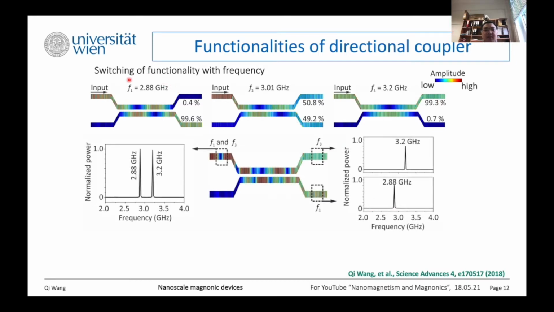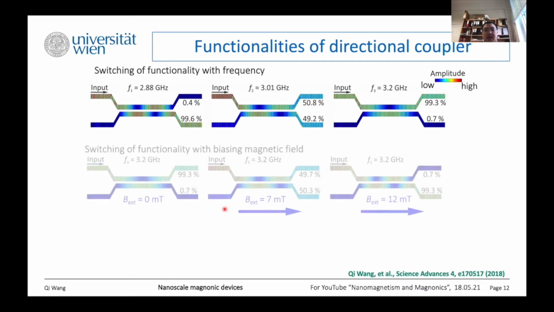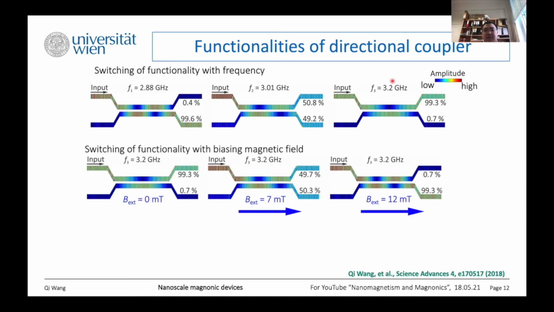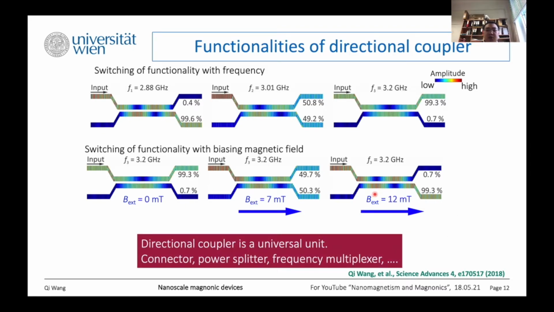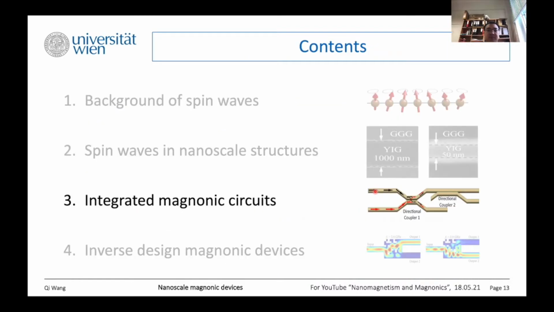If we simultaneously excite 2.8 and 3.2 gigahertz, after the directional coupler, the frequencies are separated. The directional coupler works as a frequency demultiplexer. And again, we can fix the frequency and just apply a small external field to shift the output from one to another. So the directional coupler is really a universal unit which can work as a connector, power splitter, and frequency multiplexer.